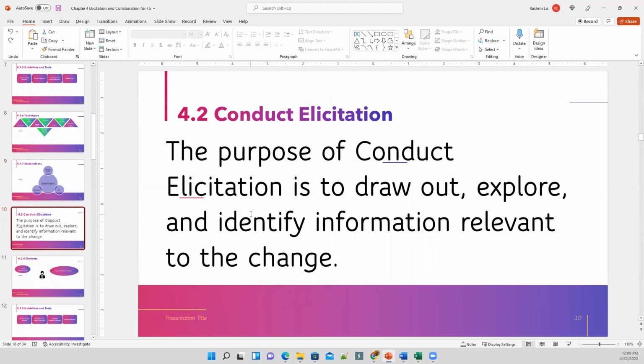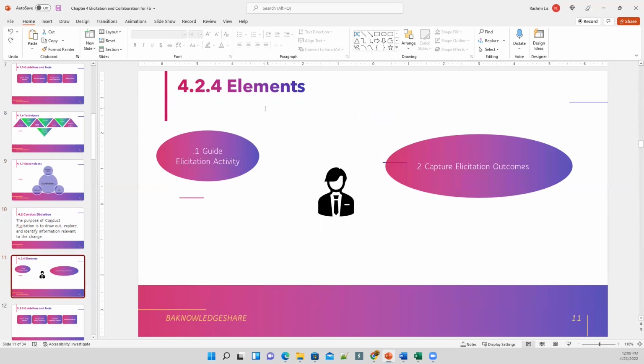The next task used here is conduct elicitation. The purpose of conduct elicitation is to draw out, explore, and identify information relevant to the change. The elements here, there's only two, which is guide elicitation activity and capture elicitation outcomes.